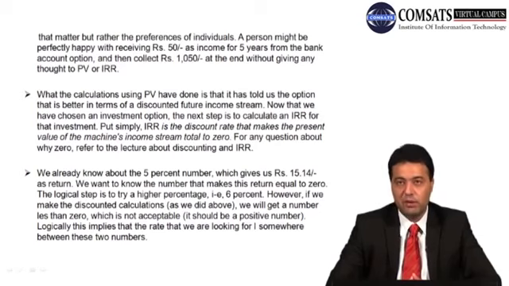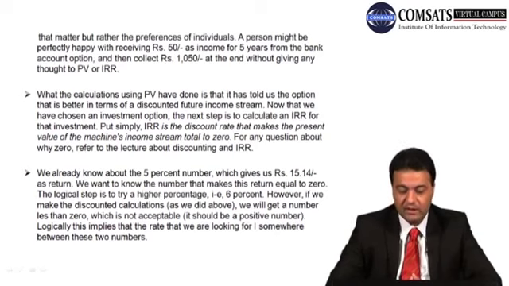The logical step is to try a higher percentage, that is the 6%. However, if we make the discount calculations as we did above, we will get a number that is less than zero, which is not acceptable. It should be a positive number.